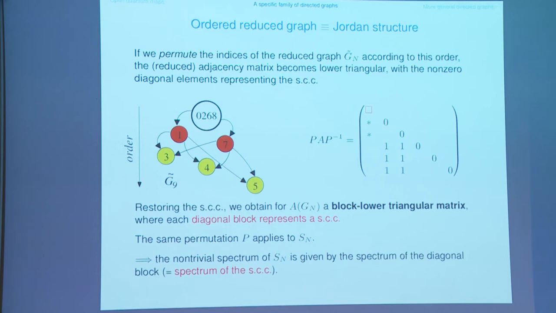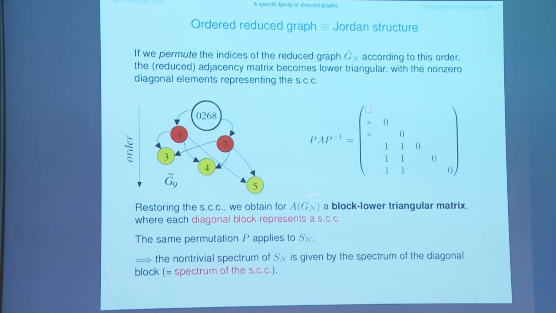After this permutation, of course, a permutation is a similitude, so you know that the spectrum of this matrix will be the same as the spectrum of the original matrix. And here I did not use at all the fact that I had phases or no phases. I just used the topology, that is, where the non-trivial, non-zero entries are.